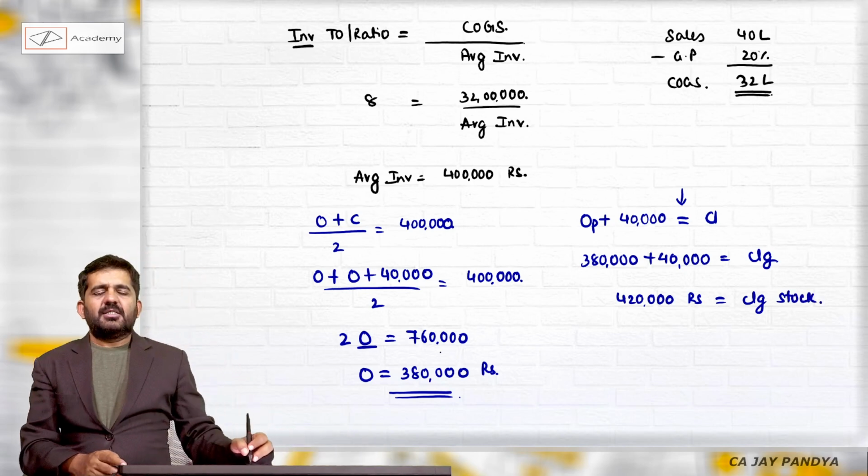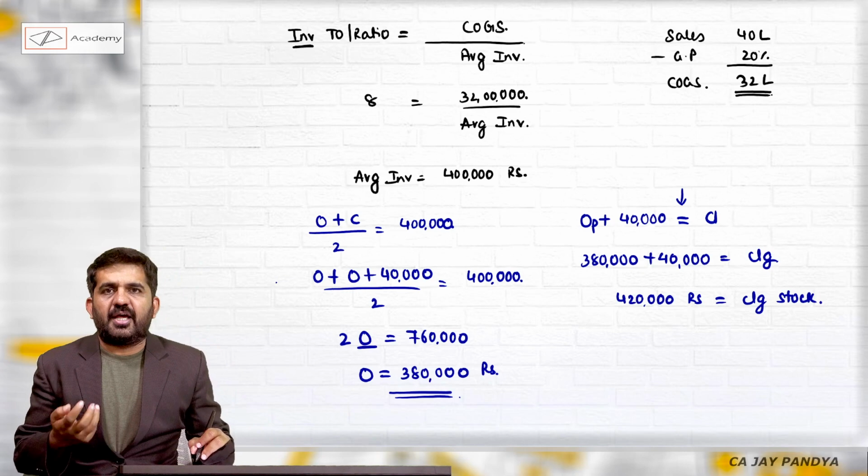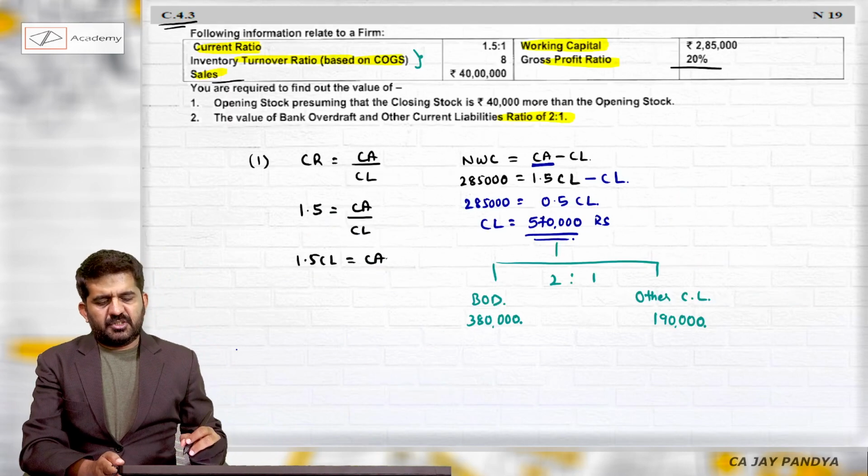I've got all the answers: opening stock, closing stock, other current liabilities, bank overdraft. This was C 4.3.